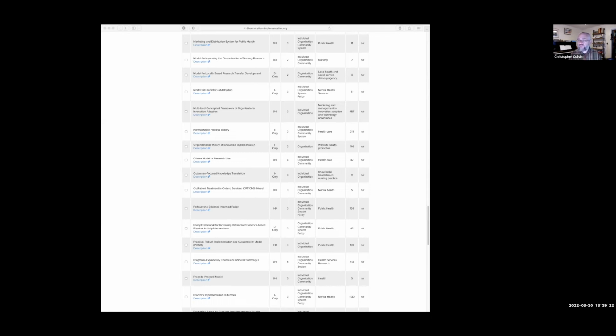And then when you're working with frameworks or models, you should feel free to modify or combine them. We can have a discussion, if there's interest in it, about whether a model can be evidence-based, or in which way it's based in evidence, and when you can modify it or not.